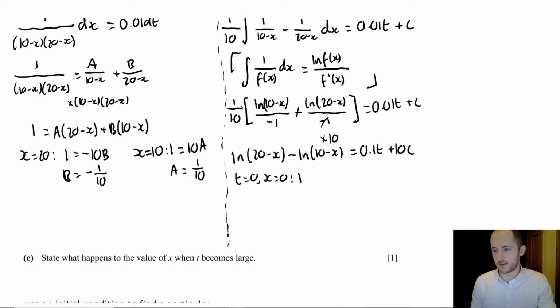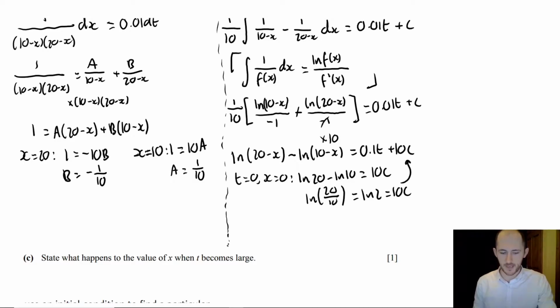So I'm going to have ln 20 minus ln 10 equals 10c. ln 20 minus ln 10, and this is where the rules of logs come into play, is the same as ln 20 over 10. So in other words, it equals ln 2 equals 10c. So my constant is ln 2. Now I'm going to write this out again, but this time I'm going to combine these two logs.